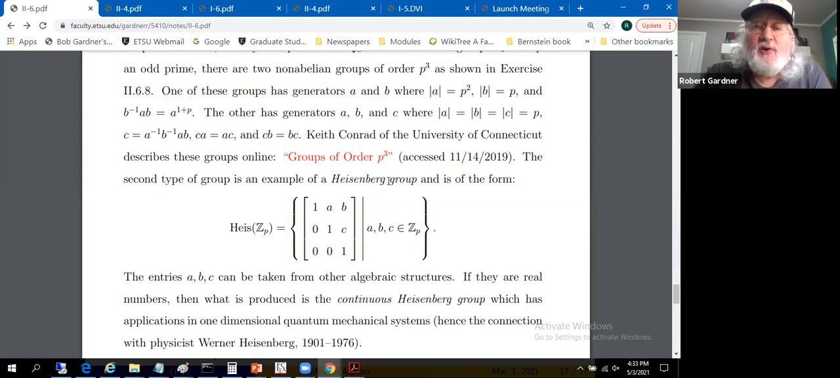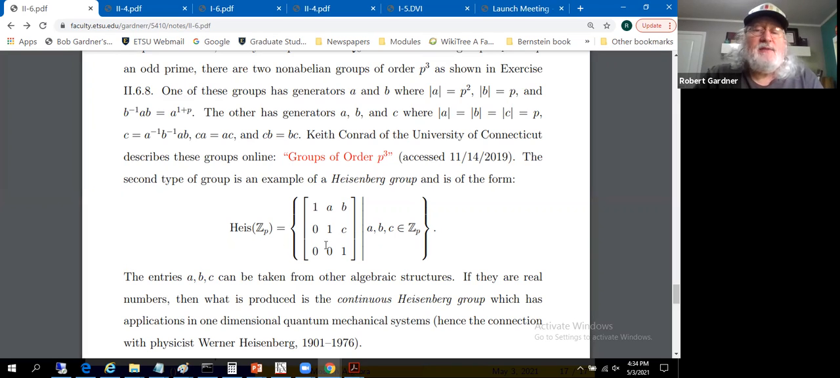One example of a group of order p cubed is these Heisenberg groups based on Z sub p. So the elements of the group are these 3x3 matrices, and we're choosing a, b, and c, not to be confused with the generators mentioned up here. These are numbers from Z sub p, the field Z sub p. So there's p choices for a, p choices for b, and p choices for c. So there's your p cubed.